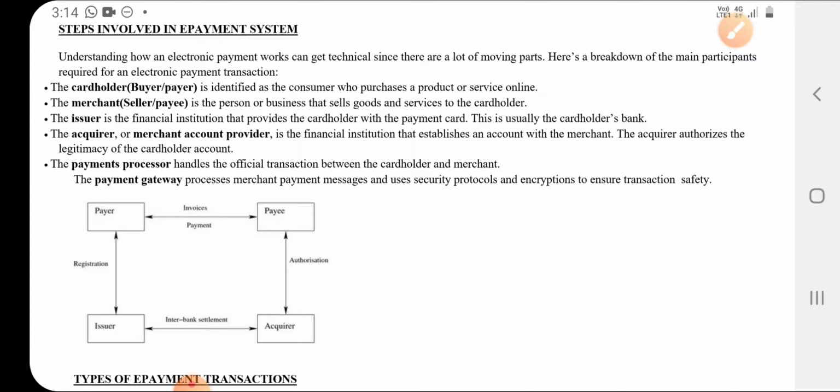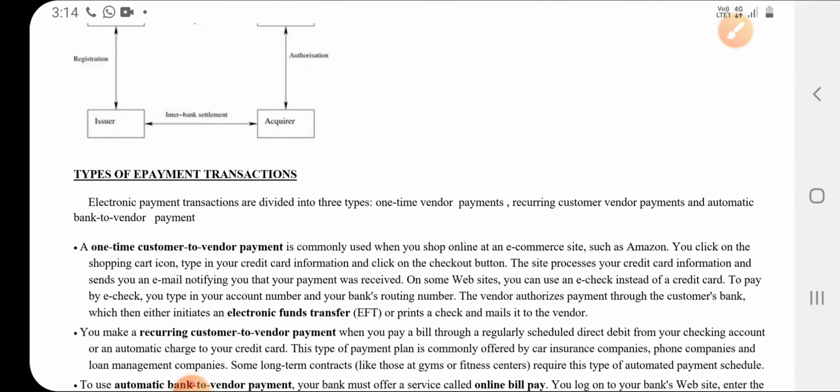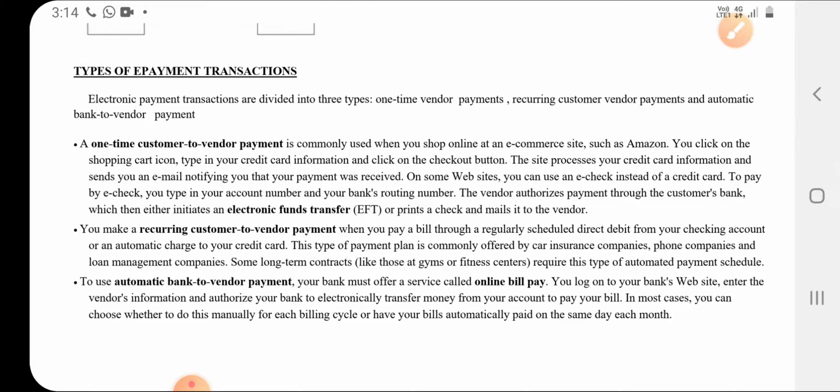Okay, I hope you understand the diagram. Okay, now do you understand who is the card holder, merchant, issuer, acquirer, and do you understand the process between this payer and payee? Okay, so now we are going to see different types of payment transactions. There are different types of transactions: one time customer to a vendor payment, recurring customer to a vendor payment, automatic bank to a vendor payment. So three types of e-payment transactions.